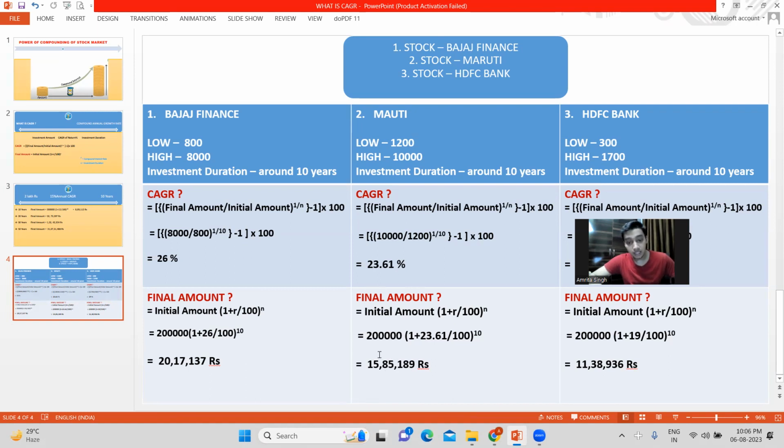So as you can see, if you just invest 2 lakh rupees for 10 years, you are really getting this much of a return. So this is a very good thing, right? This is so much as compared to the initial amount that you have invested.